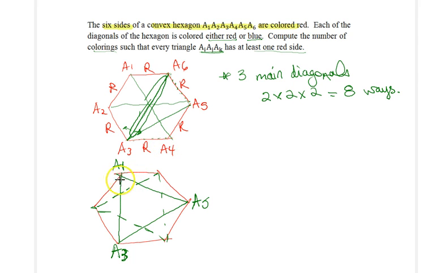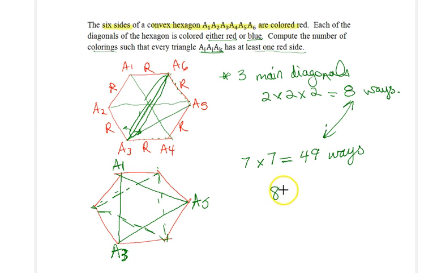However, one of these colorings would be all blue sides, and we do not want that case. We want at least one side showing up as red. So as a result, there are 7 different ways to color this solid line triangle, and similarly 7 different ways to color this dashed triangle A2, A4, A6 as well. So 7 times 7 would give us 49 different ways to color those two triangles properly.